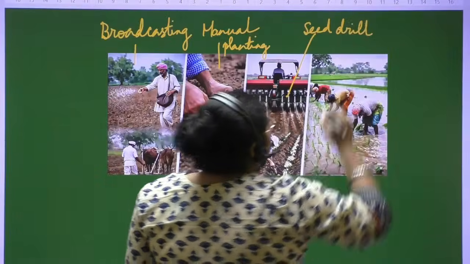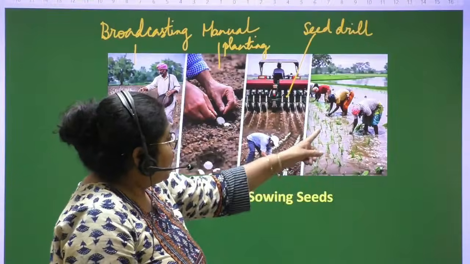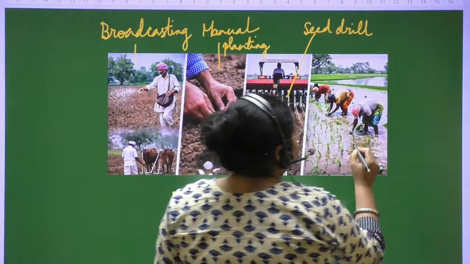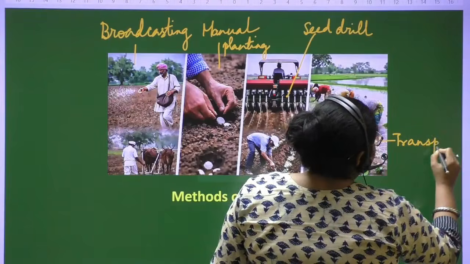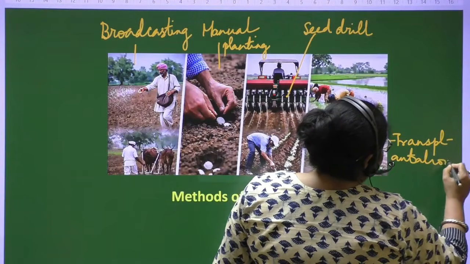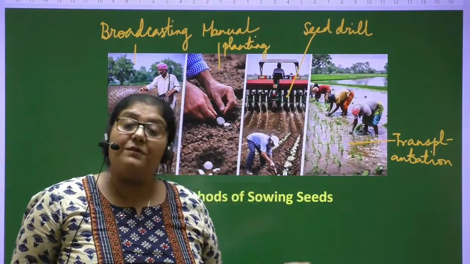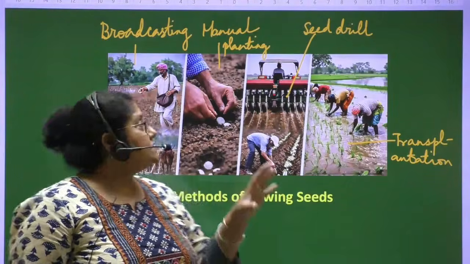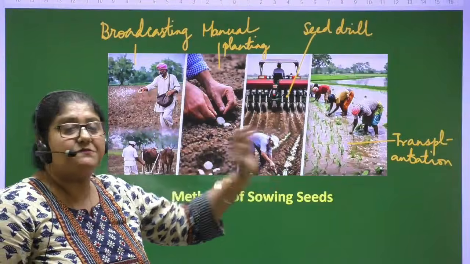It is used to make holes and put seeds into the soil. And this last process is very interesting. This is known as transplantation. So these are the different ways by which seeds are commonly sown. Let us come to these types one by one.